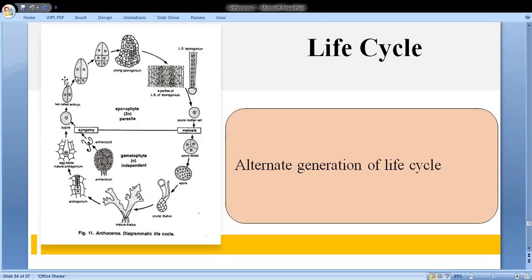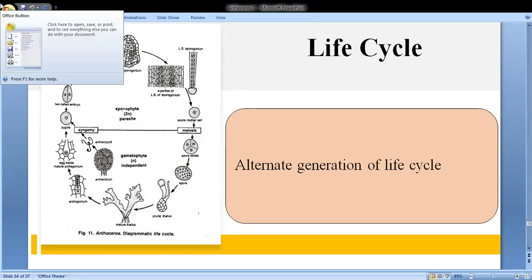Did you understand? Yes, ma'am. Okay. If you have any doubts, please ask me from the Anthoceros. No doubts? Ma'am, tell me.